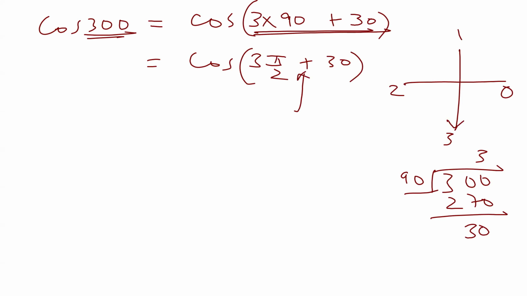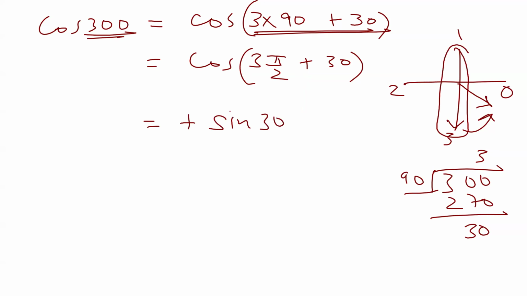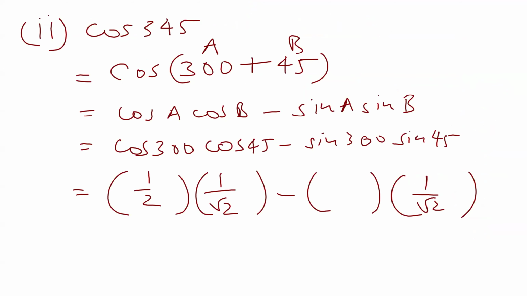Plus, there is a plus sign which indicates the anti-clockwise direction. So in this particular quadrant, we'll check for cos. Cos is positive, and 3 pi by 2 lies on the y-axis, so cos changes to sine. Sine 30 is equal to half. So we got the value of cos 300: cos 300 is half. Now we'll calculate the value of sine 300.